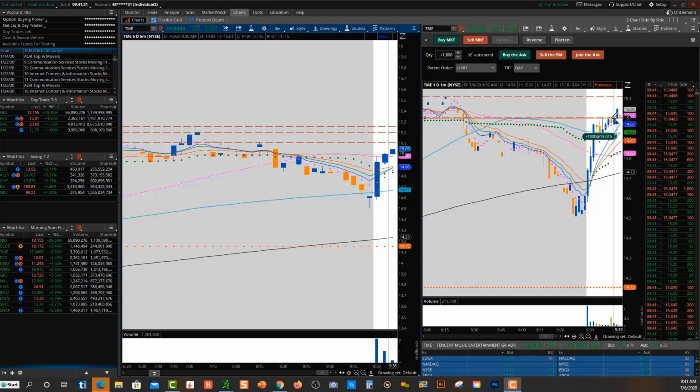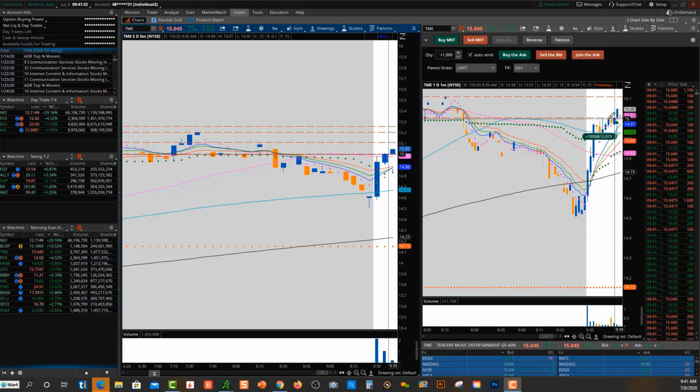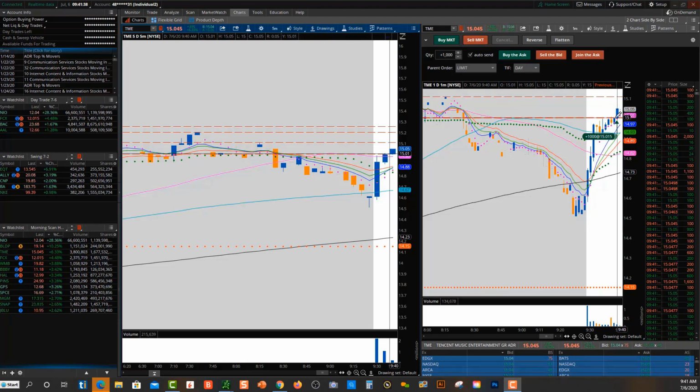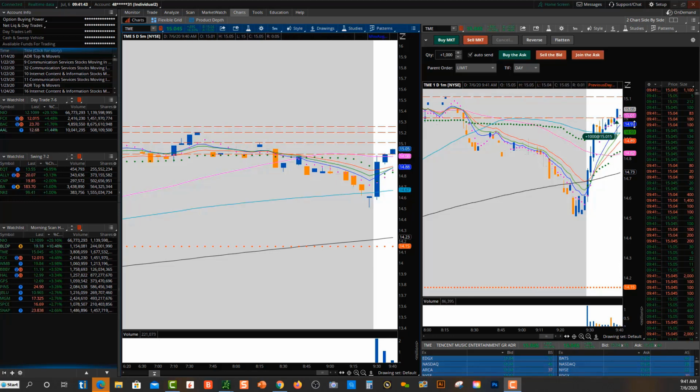So you'll see my entry was basically at the break above this ascending triangle or flat top area here. I would use $15 as my stop if price closed below that. I typically keep a very, very tight stop level. I won't let it fall below that $15 level.